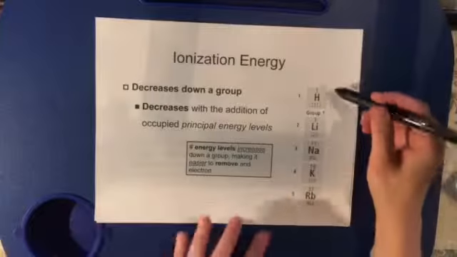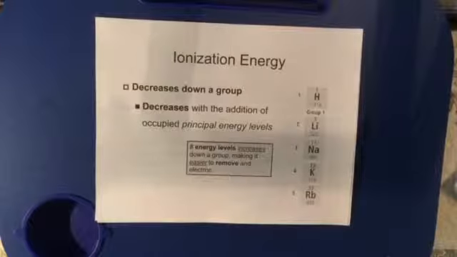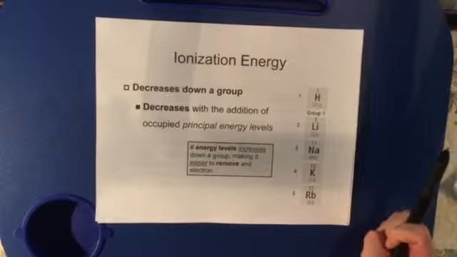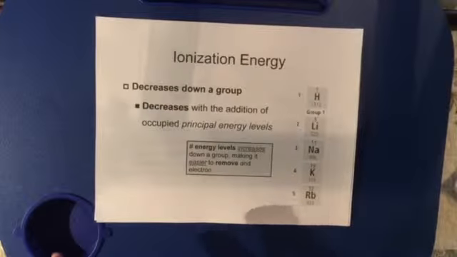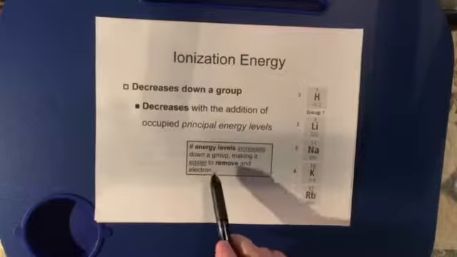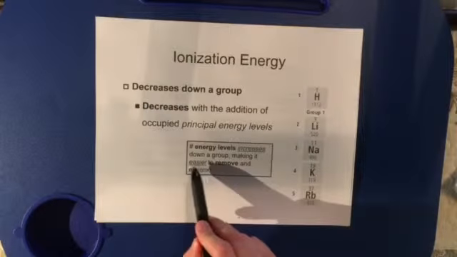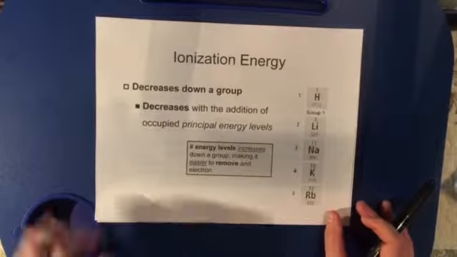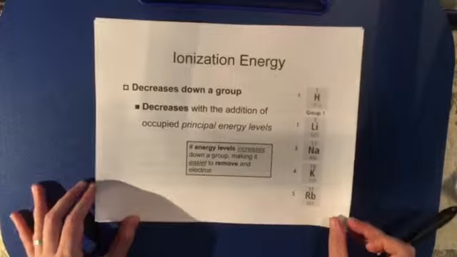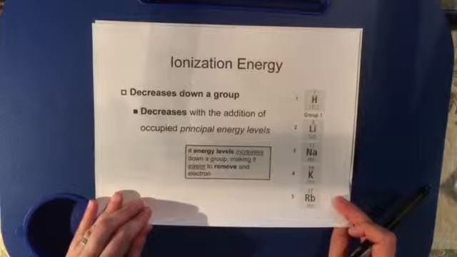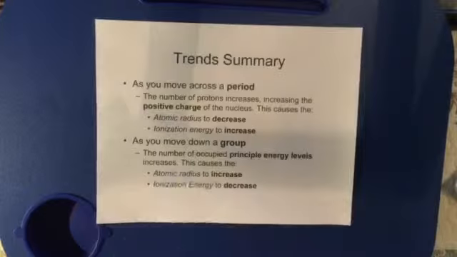And as you go down a group, you add principal energy levels. That electron is further away from the nucleus. The nucleus doesn't care about it as much, and so you can take it away easier as you add principal energy levels. And so it decreases down a group. That's the difficulty of taking away an electron. It gets easier as you go down. So the ionization energy decreases.